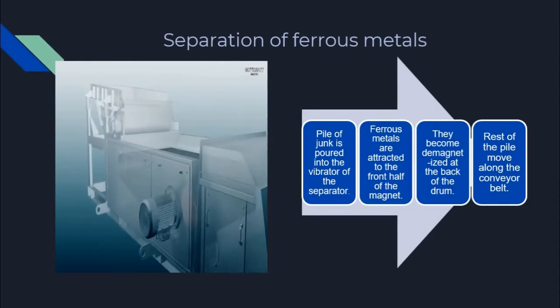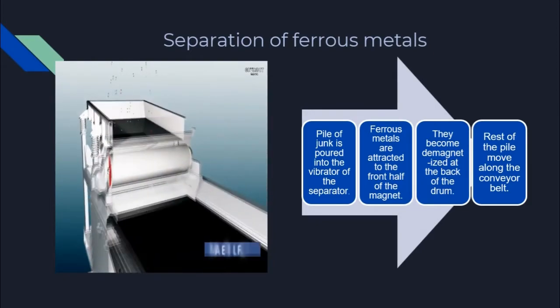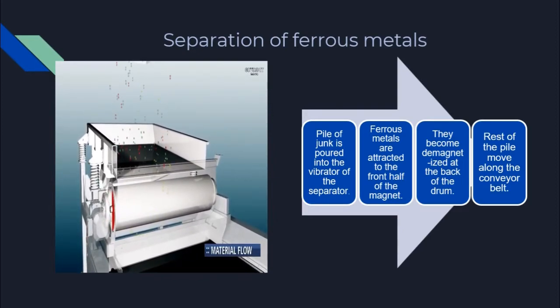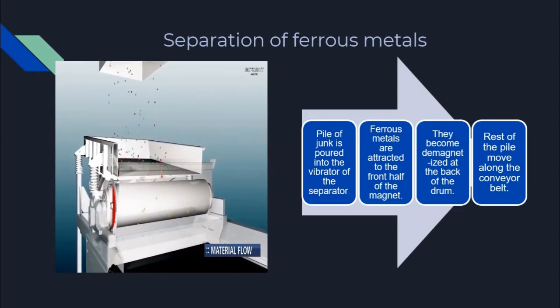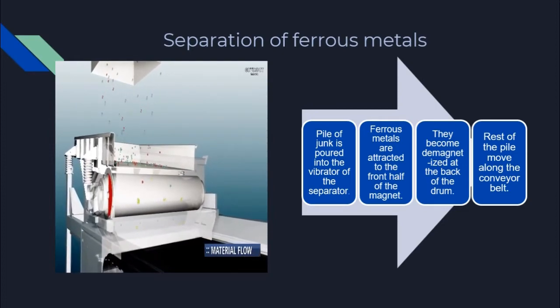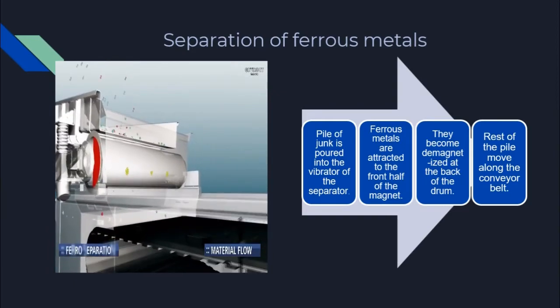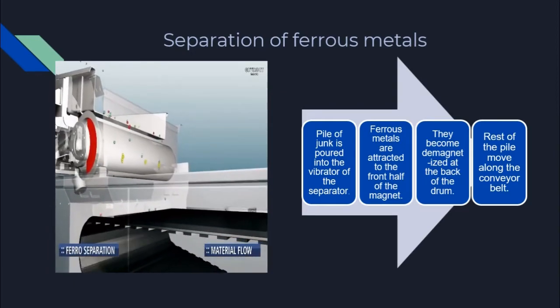So firstly, the pile of junk is poured into the vibrator of the non-ferrous metal separator, and the pile slowly moves down and is spread evenly to the first magnet drum. At the first magnet drum, the ferrous metals are attracted to the front half of the drum as there is an electromagnet at that part.